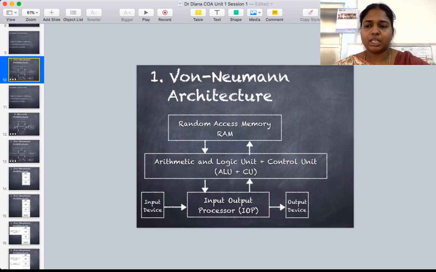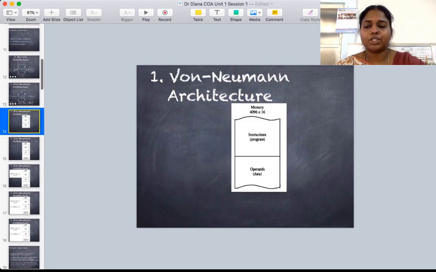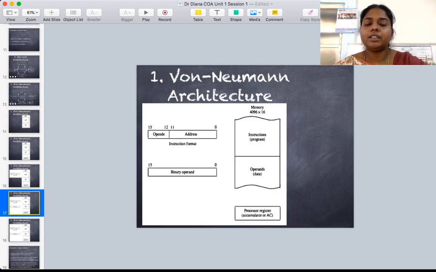And this RAM holds both the instruction and the data together. And we have also seen a different type of architecture called the Harvard architecture. In the Harvard architecture, we saw that the data and the instruction are held in two different memories. And we see the same control unit, ALU, and IO devices are present in the Harvard architecture also.